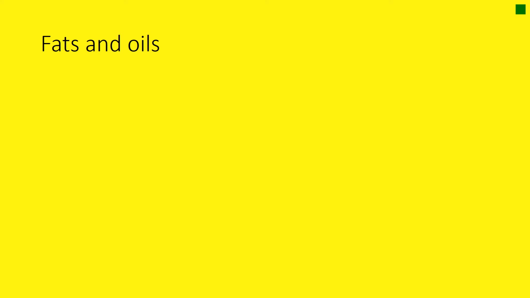Okay, so let's move on to fats and oils. And why might we have fats and oils in a lesson on esters? Well, the fact is that fats and oils are esters. So they are esters. And if they are esters, they're made up of acids and alcohols. Okay, so the alcohol that all fats and oils are made from is glycerol, which has the IUPAC name of propane-1,2,3-triol.